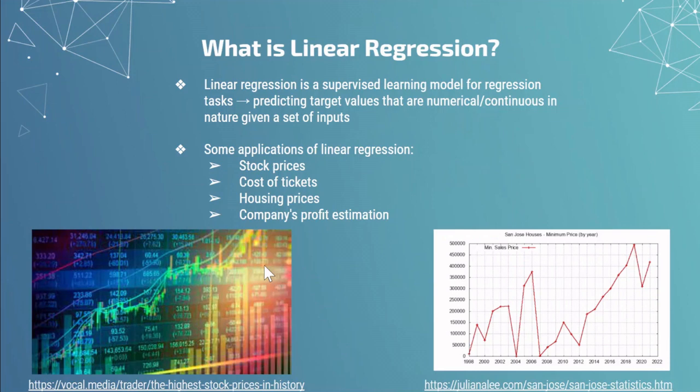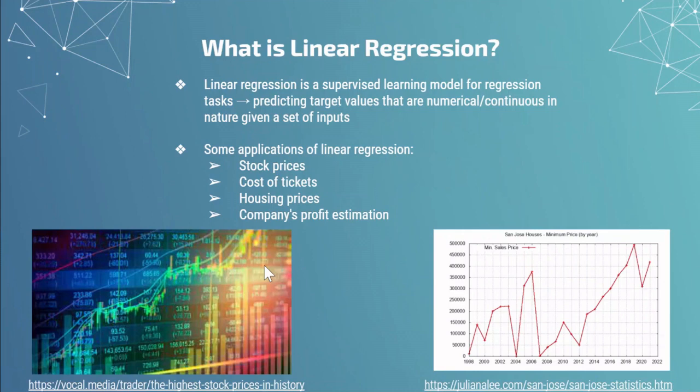So now that we can understand that regression essentially means a deviation towards the average, let's understand what linear regression is and how that ties into Galton's findings. So linear regression is a supervised learning model for regression tasks. And regression tasks essentially means predicting target values that are numerical or continuous in nature given a set of inputs or features. I know that sounds kind of confusing. I'll explain more about what inputs and features play in the scenario.